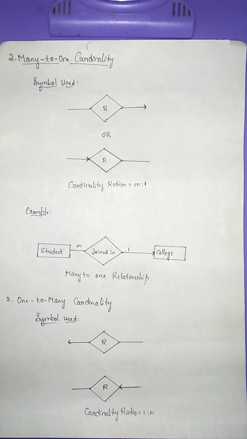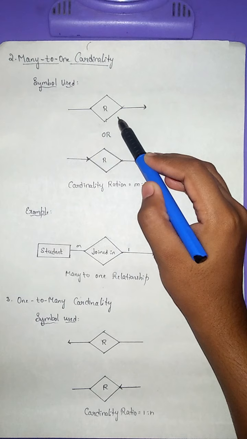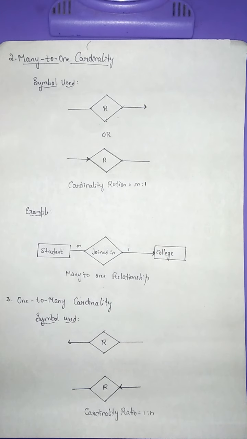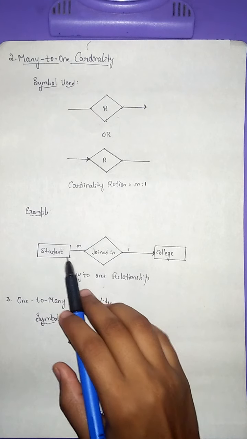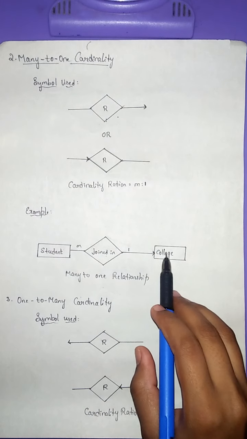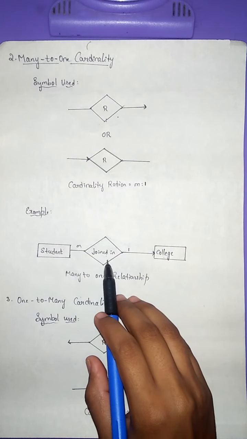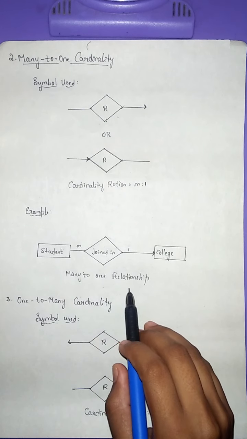The second one is many to one cardinality. The symbol can be used either this or this. So when entities in one entity set can participate only once in a relationship set, and entities in another entity set can participate more than once in a relationship set, then that type of cardinality is called many to one cardinality. For example, many students can join one college, or for one college many students can join. This is a many to one relationship.